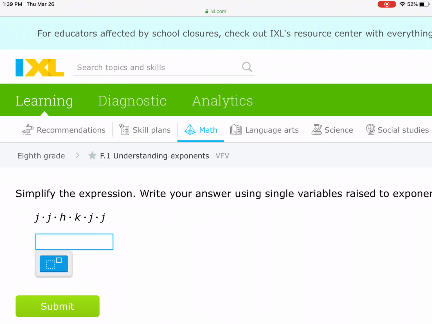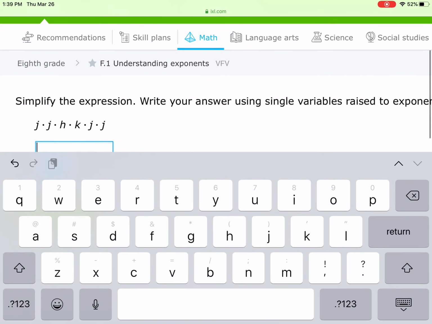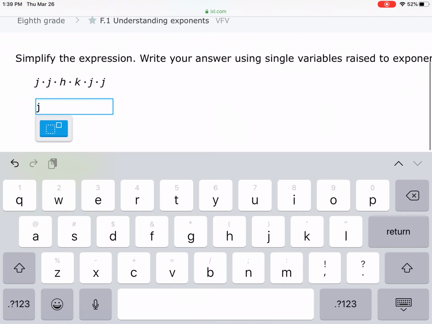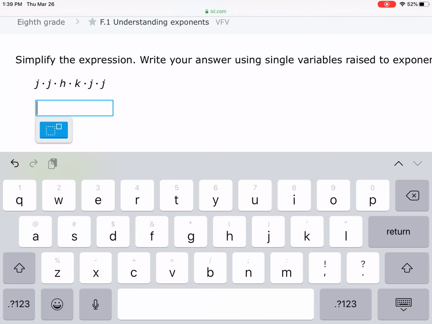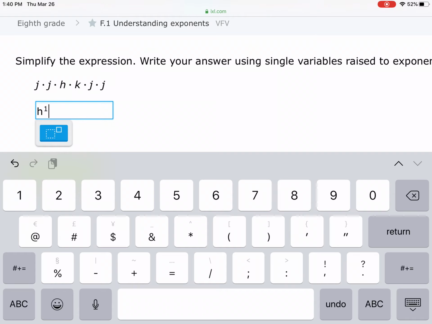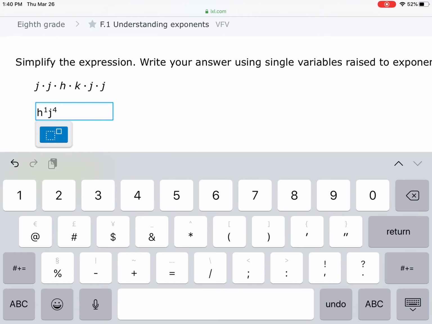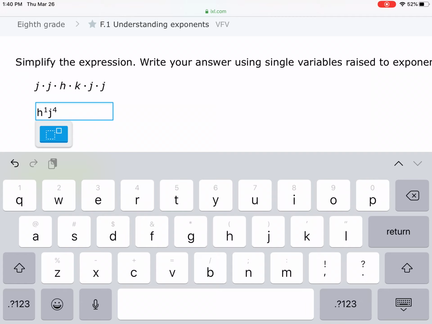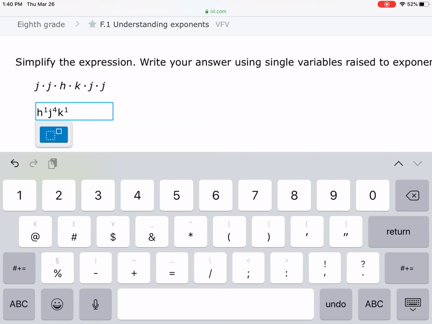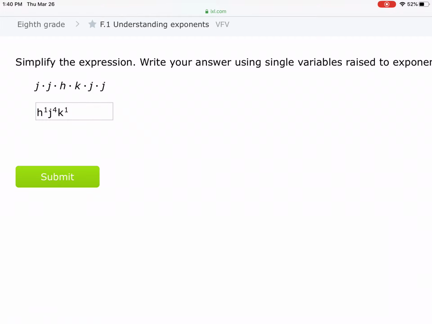Now, notice how they're not in order again, so you need to be careful here. I like to put them in alphabetical order, so I would go H first, hit that, put the number 1 with it because there's only one H. Then I would go J, and then I would hit the number 4 because there's 4 J's. And then I would hit the letter K and then I would hit 1 because there's only one K. Again, make sure you're putting it up there as an exponent because if you put it beside there, it means something different.